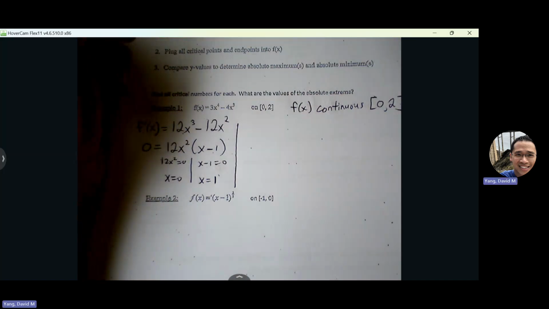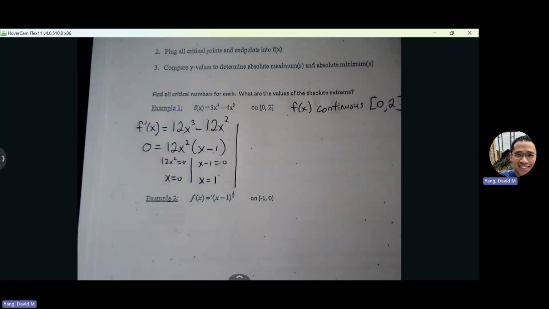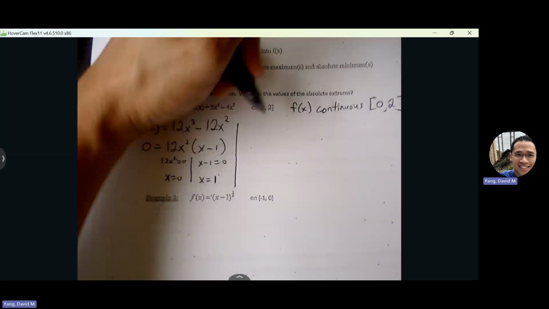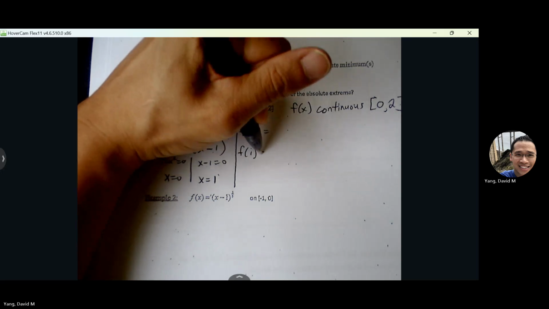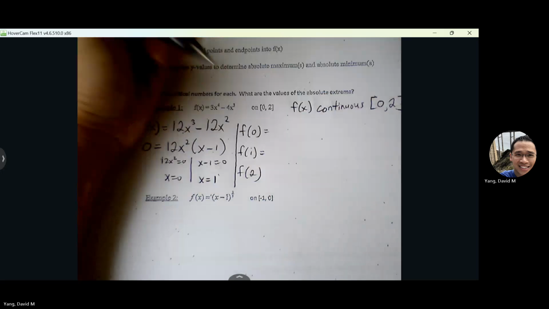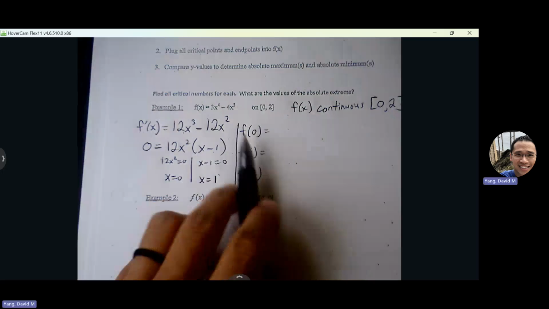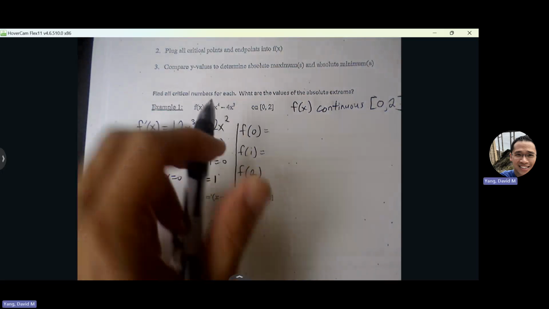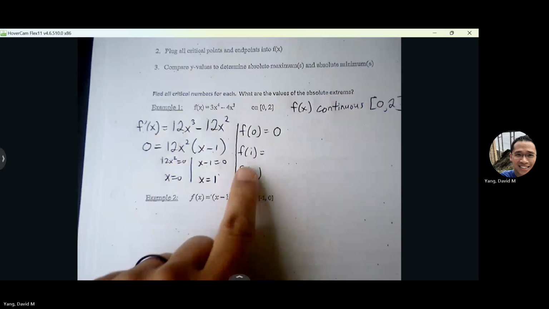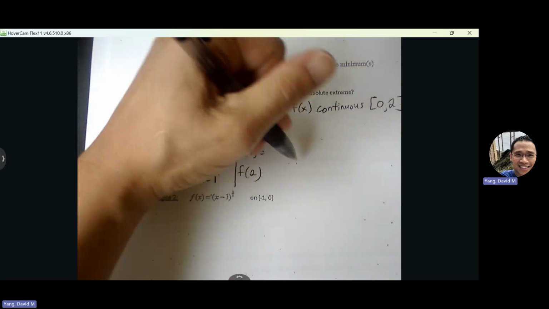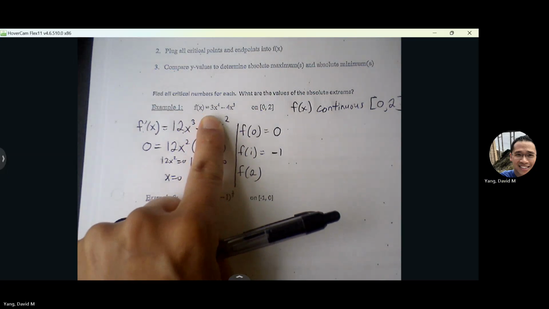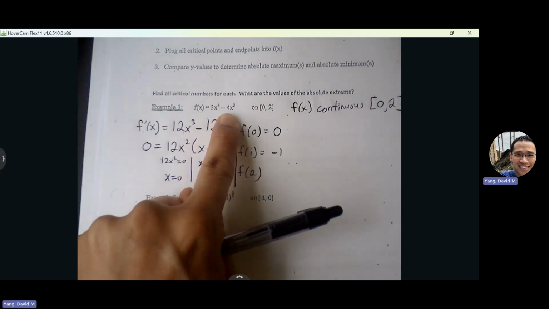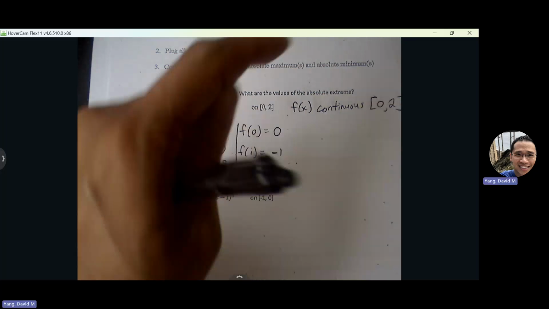Now we're just looking to see at these candidate points what's the highest and lowest y values. So we're going to plug them all back into the original function. So 0 into the original function, 0 minus 0 is 0. Plug 1 into the function, 3 minus 4 is -1. Plug 2 into the function. I get 48 minus 32, which is 16.